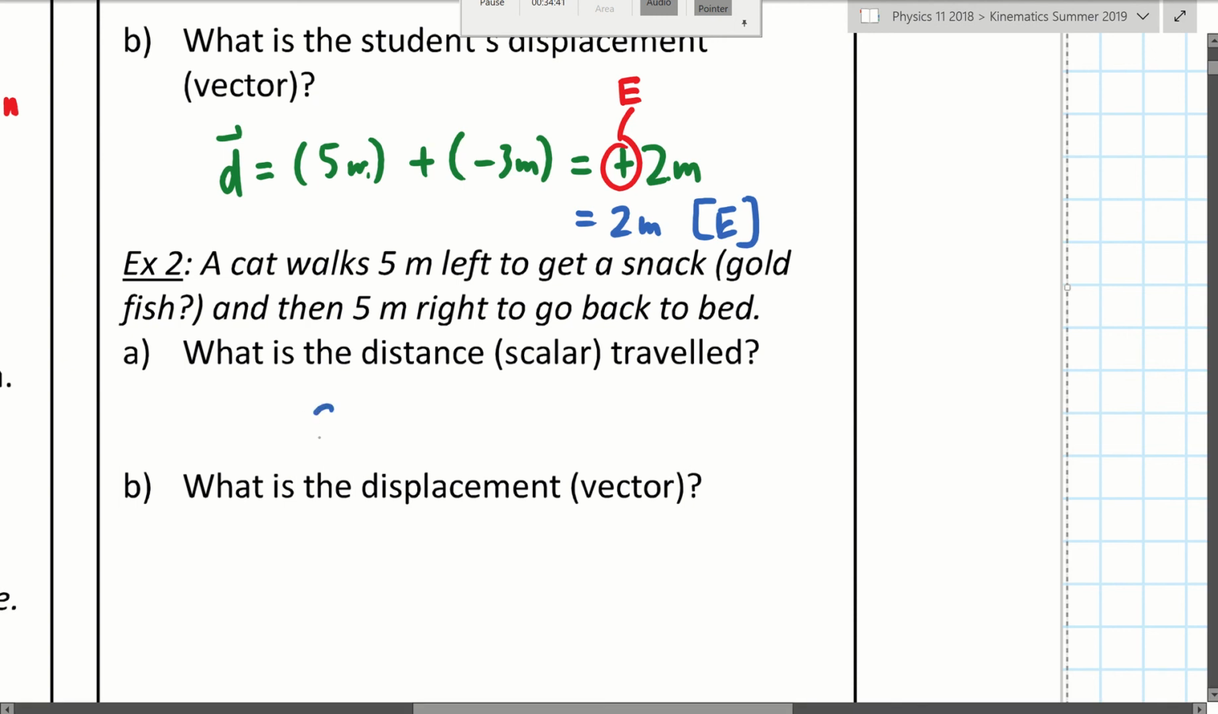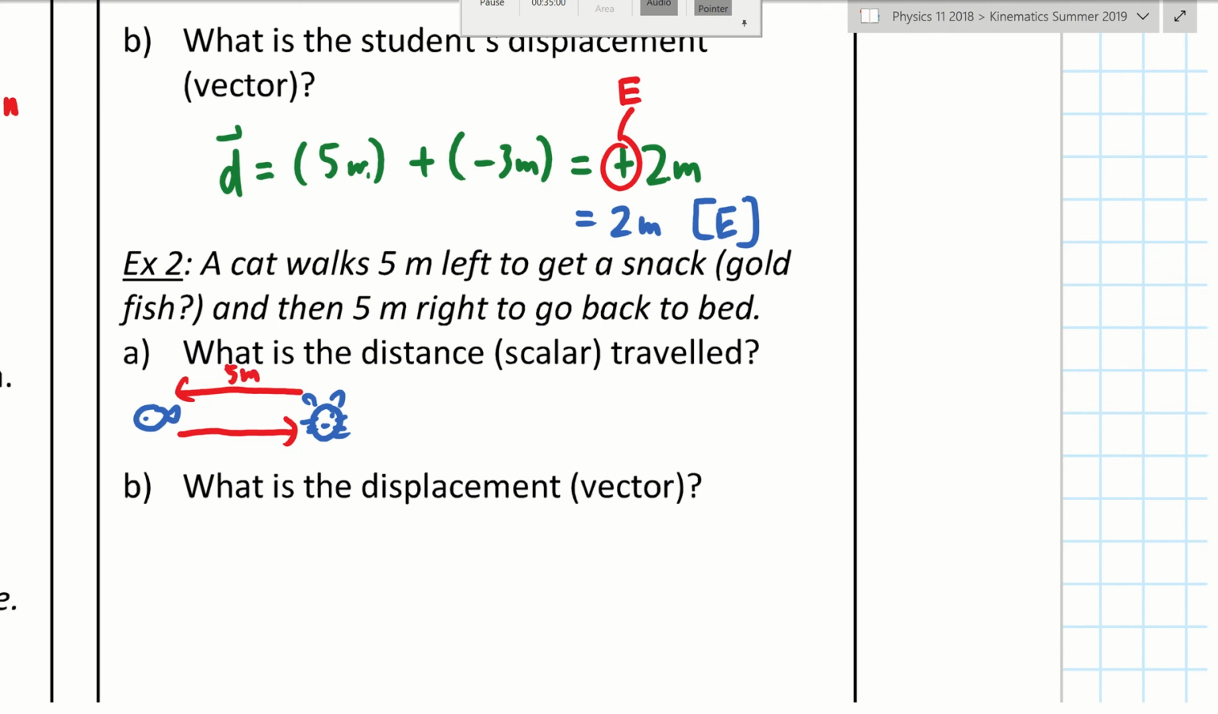So you have like a kitty. I don't know how to draw a cat. There you go, cat. And then it goes 5 meters that way and 5 meters coming back to get the goldfish. There you go. Now they're both 5 meters, right? Okay, so what is the total distance traveled?